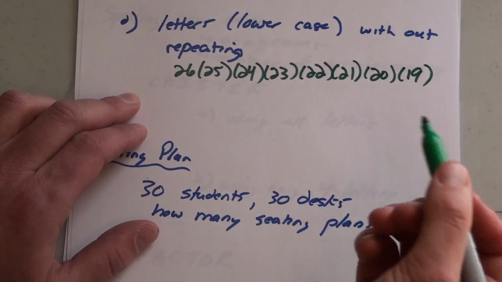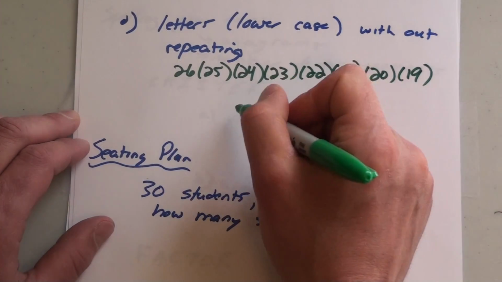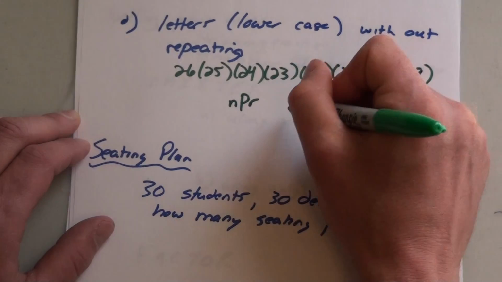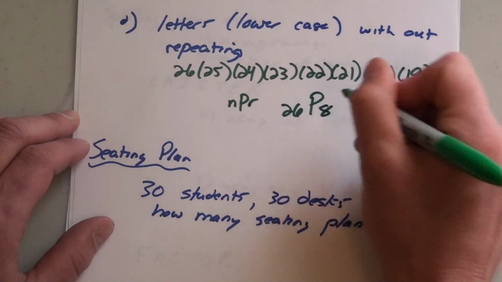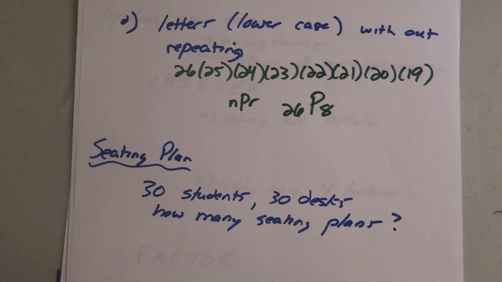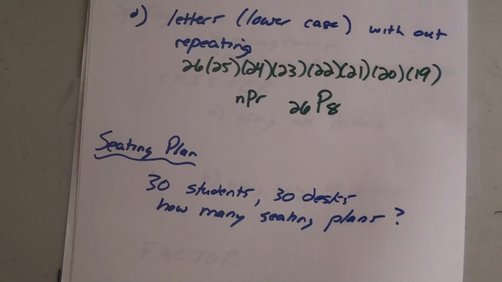Multiply them all together. Now fortunately there's an easier way of doing that instead of just multiplying them all together. You can also use the nPr button, and it'd be 26, and you hit your button, and I need 8 of them. And it should give you the exact same answer. Now more about the permutations as we get into the next question here.